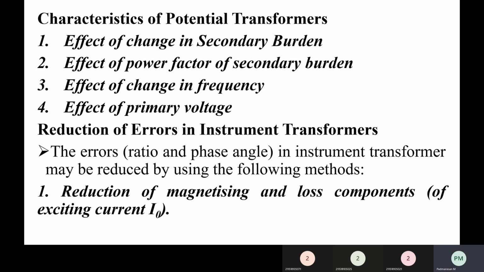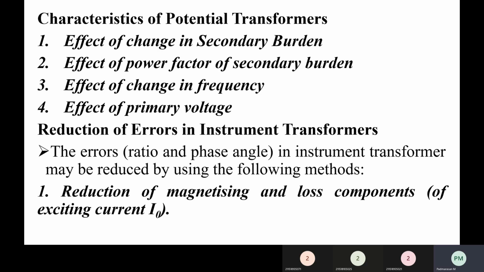Further, due to the increased voltage drop, VP, that is primary winding voltage, advances while secondary voltage retards in phase. So as a result, the phase angle between the primary winding voltage and the secondary winding voltage reversed increases and becomes more negative as the current increases. Okay, so these are the effects of change in secondary burden in a potential transformer.